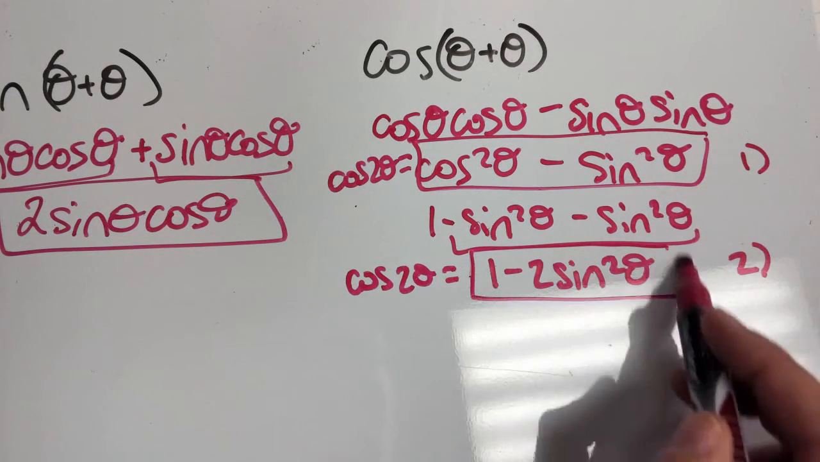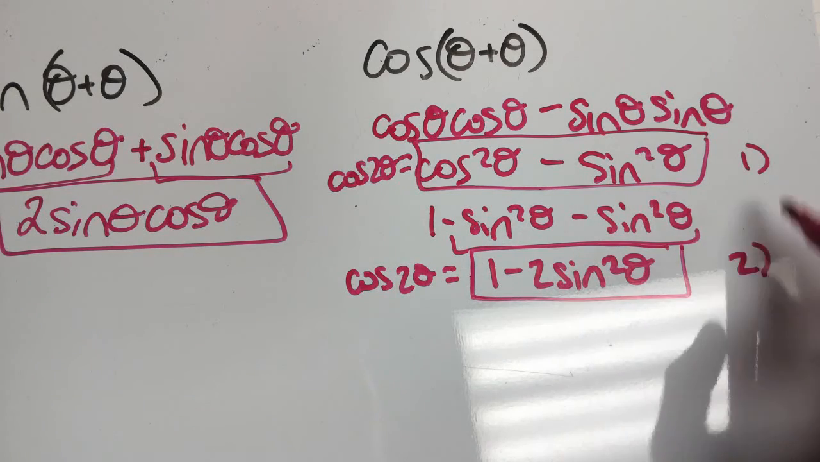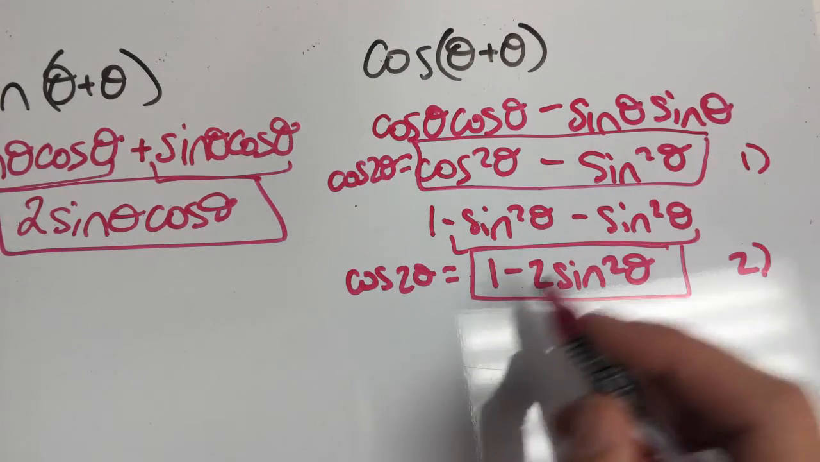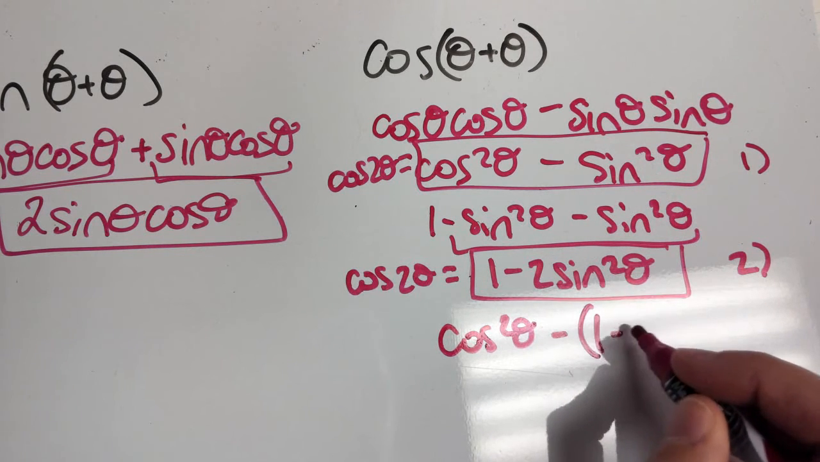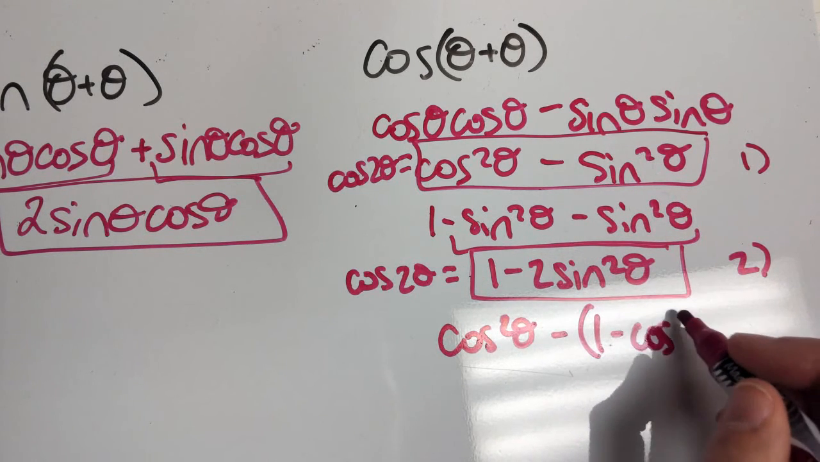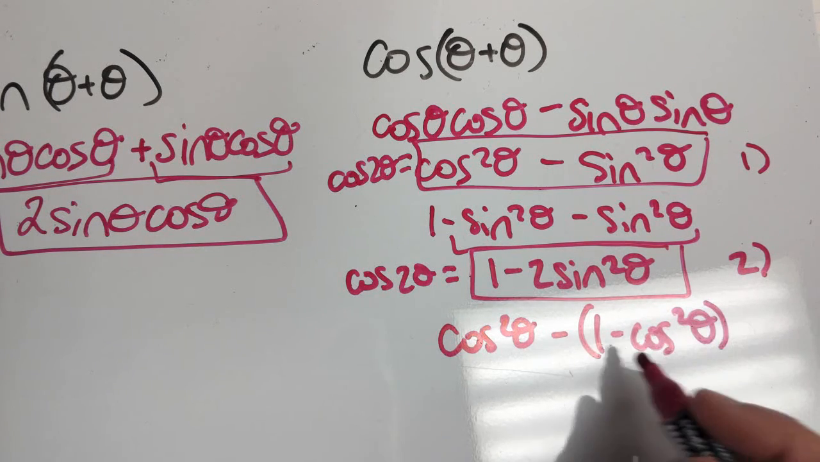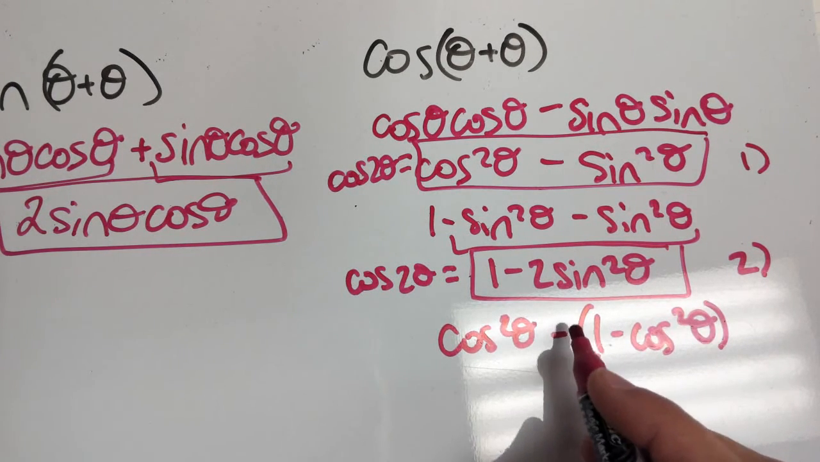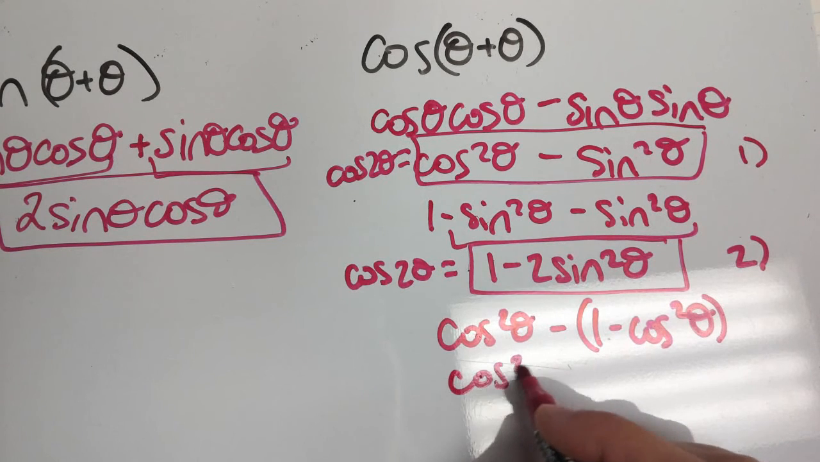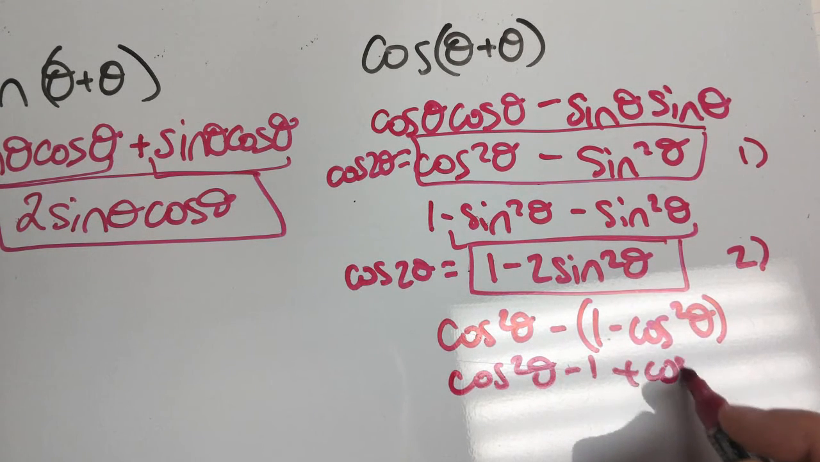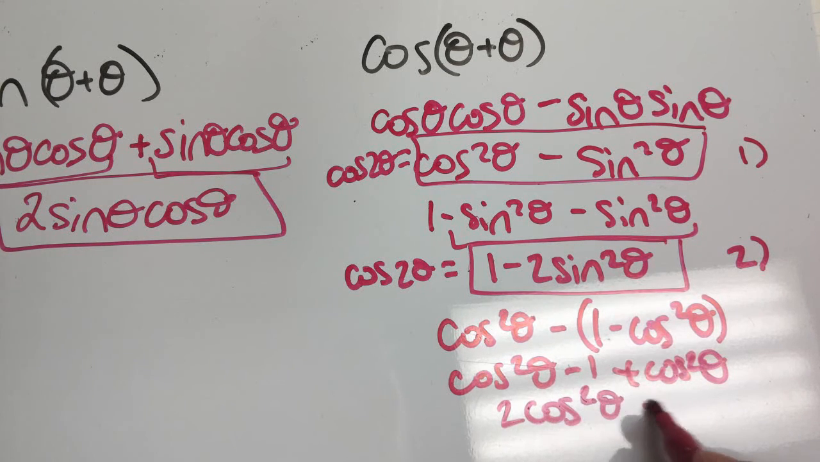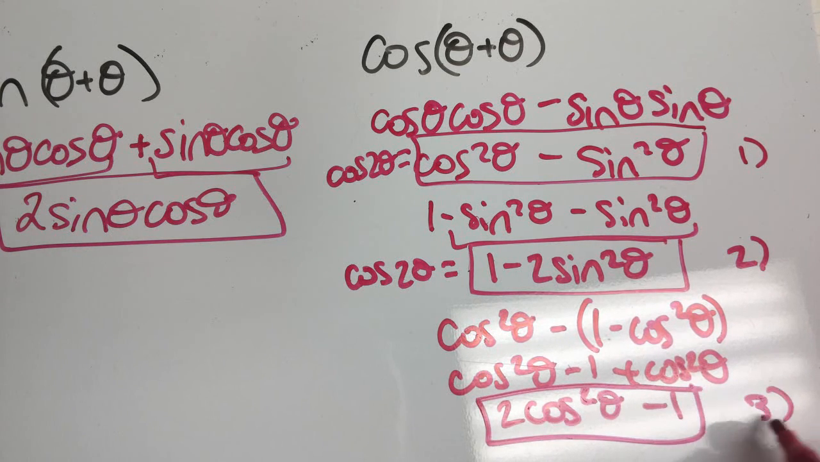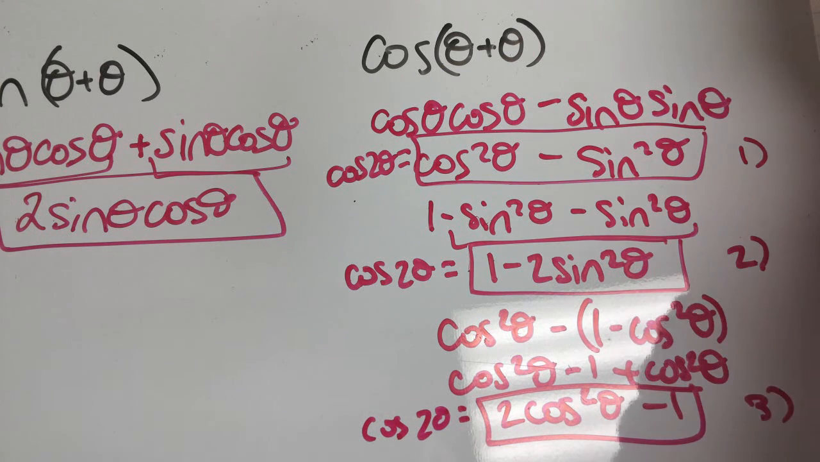So there's my second. And then for my third, I'm going to go back to the original and do the same process with sine squared. So I've got cosine squared minus sine squared, and sine squared is equal to 1 minus cosine squared of theta. If I distribute, we get cosine squared minus 1 plus cosine squared. In the end, we get 2 cosine squared of theta minus 1. That would be your third double angle for cosine of 2 theta. These are on the next slide, but this just shows you where they come from.